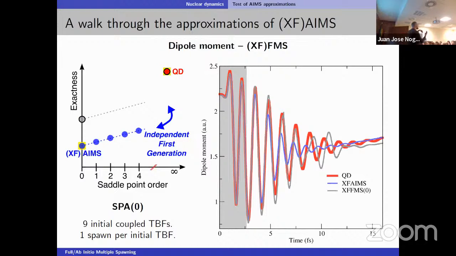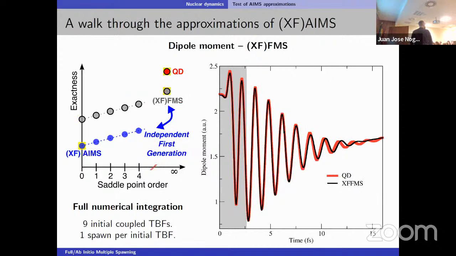So let's go one order more in the saddle point order. Let's go to the saddle point approximation of order one. So that's the saddle point approximation of order zero. So that's just the result that I showed you before. If we add the other one, you see how it starts to align better, right? Order two, order three, order four. And as the system is simple, I can numerically integrate that and get the limit of the full multiple spawning. Okay? That's pretty neat. But if you want to be precise, you can still be annoyed by this part here where you don't have a perfect agreement with the exact quantum dynamics result.